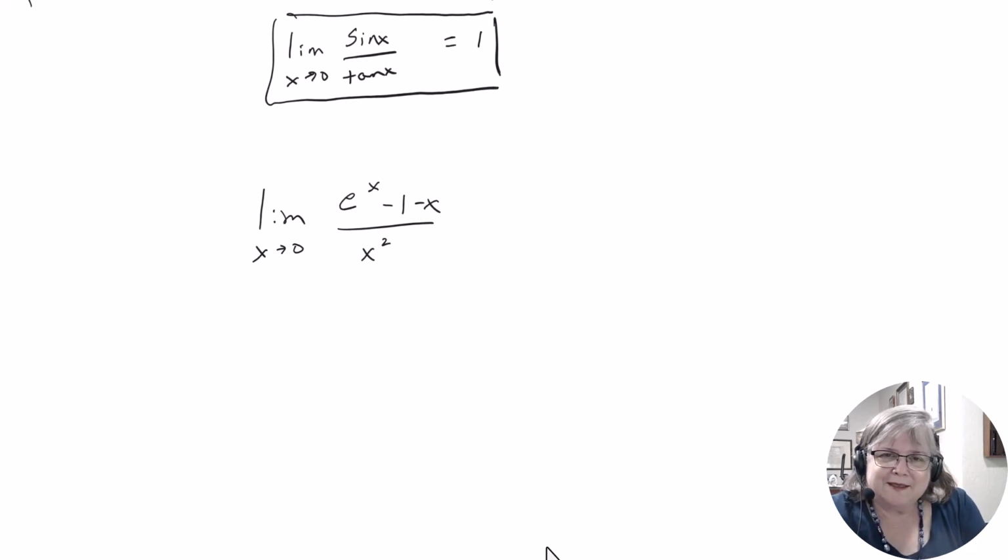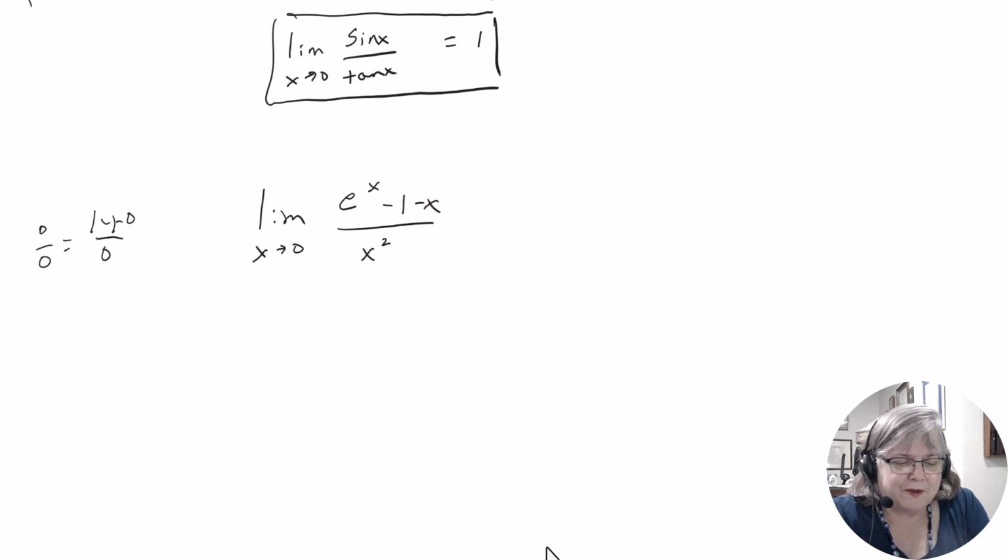So if somebody says, can you find the limit as x goes to 0 of this function? And you go, well, yeah, sure. Let's see if I can substitute it in. Well, 0 squared on the bottom, it's definitely 0. E to the 0 is 1, minus 1, minus 0 is 0, right? So this is 0 over 0. All right, so I can use L'Hopital.